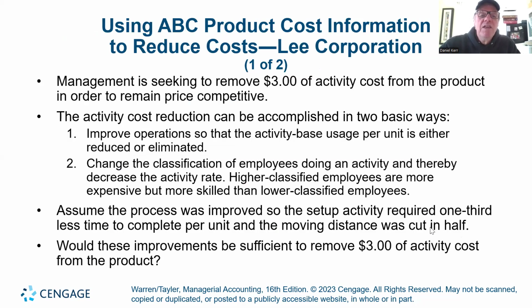Now, they want to see if they can remove $3 worth of activity costs from the cost of the product. And they can do this in a couple of different ways. They can improve operations so that the activity-based usage per unit is either reduced or eliminated. Maybe they can change the classification of employees and therefore decrease the rate. Higher classified employees are more expensive and more skilled than the lower classified employees.